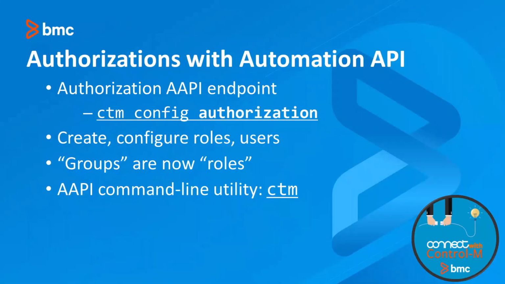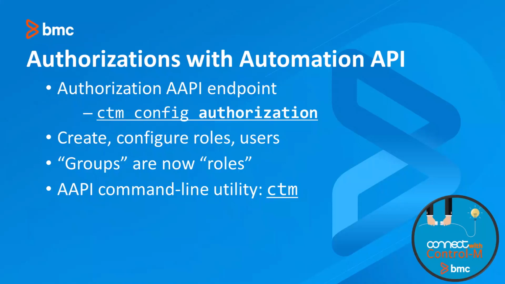Thank you, Trini, for that introduction. For this section of our webinar, we're going to cover the new config authorization endpoints added to the Control-M Automation API in version 9.0.21. Let's say that we need to add permissions for developers so they can modify jobs in our development environment. To achieve our goal, we'll create a new role and add it to a user. Note that roles are the new name for what was previously called groups in earlier versions of Control-M.